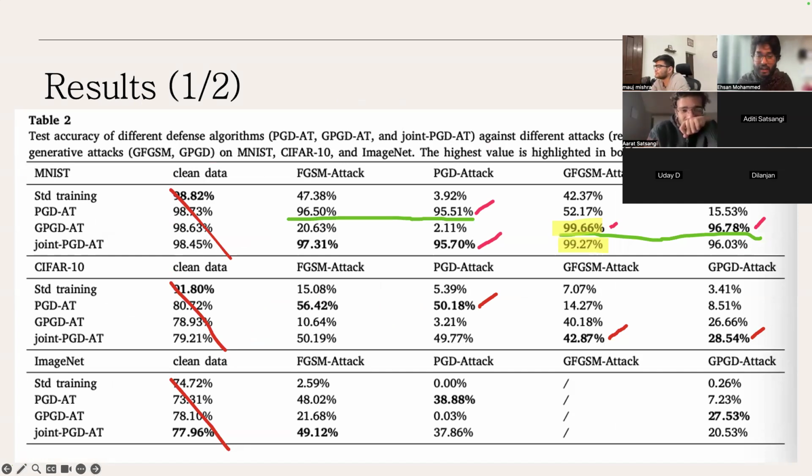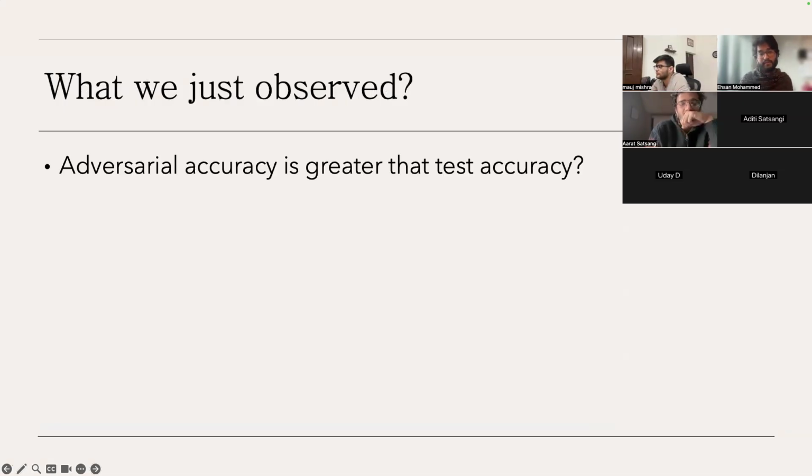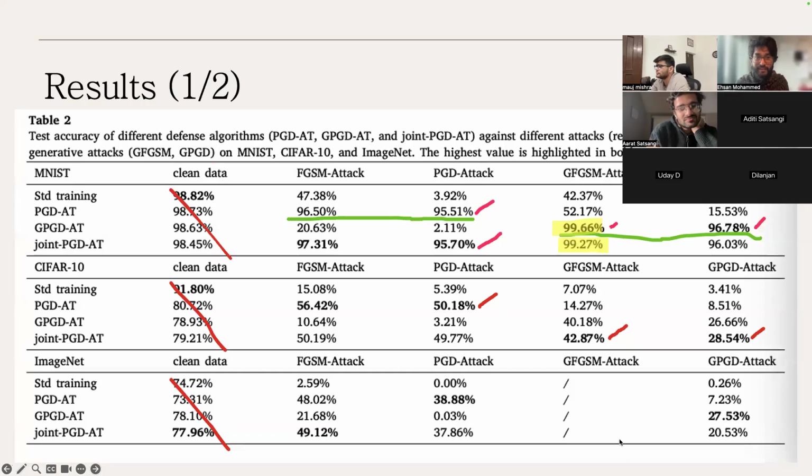Okay. So some things that we have just observed, just a reiteration because it's a huge table. The first one is that adversarial accuracy is greater than test accuracy. Did someone find that? Can someone find that for me?